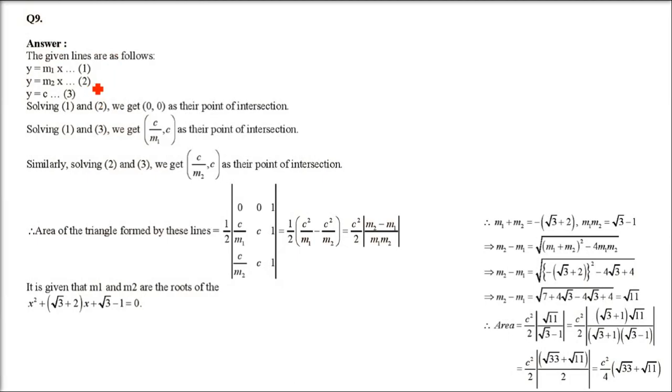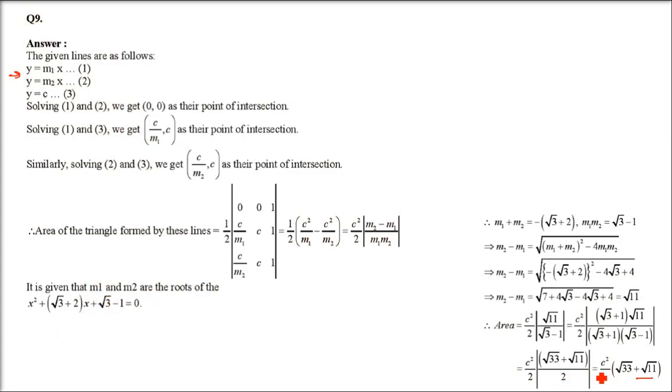Now show that the area of the triangle formed by the lines y equals m1x, y equals m2x, and y equals c is equal to c square by 4 into (root 33 plus root 11), where m1 and m2 are the roots of the equation x square plus (root 3 plus 2) into x plus (root 3 minus 1). So these are three lines, and this is the equation whose roots are given.